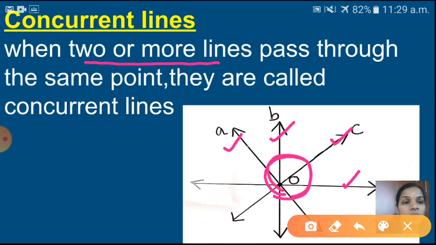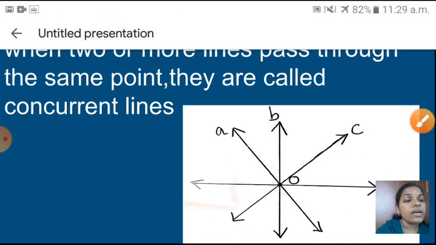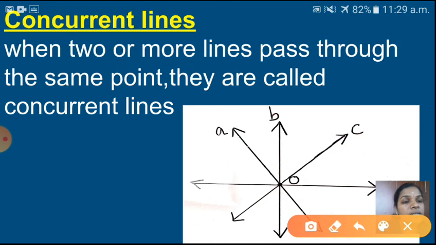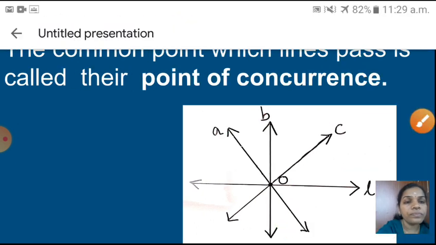So what is meant by concurrent lines? When two or more lines pass through the same point, they are called concurrent lines. At the same time, children, all these lines are concurrent lines. All these lines pass through the same point. This point is called what? Concurrent point, point of concurrence. See here, next slide I will show you.